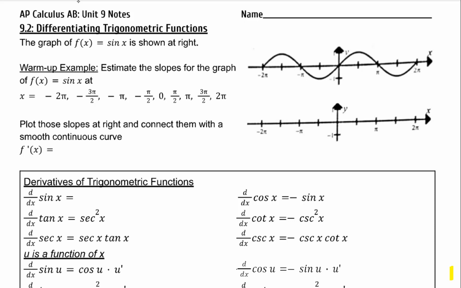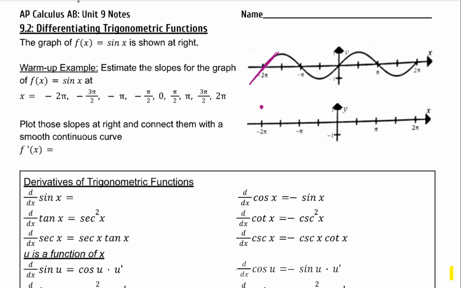The graph of f of x equals sine x is shown at right. For our warm-up, let's estimate the slopes for the graph of f of x equals sine x. And you may already know what the derivative of sine x is, so you might have a prediction here. What is the slope at negative 2 pi?